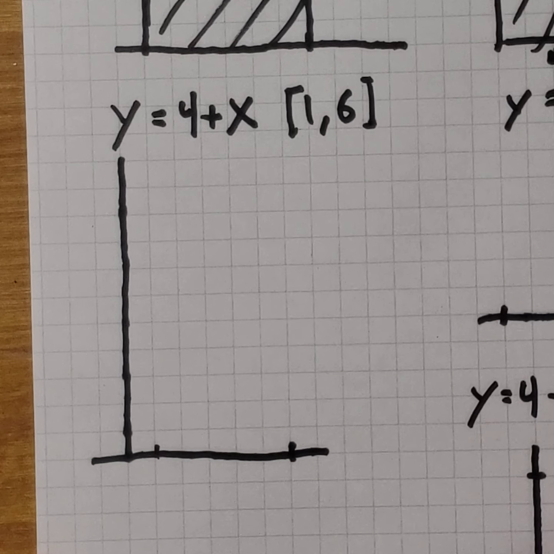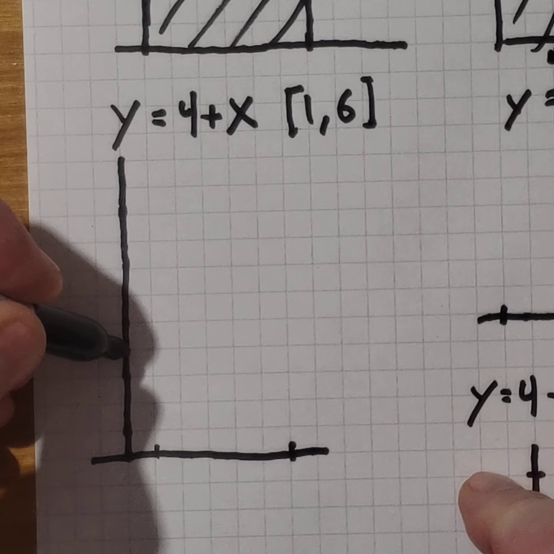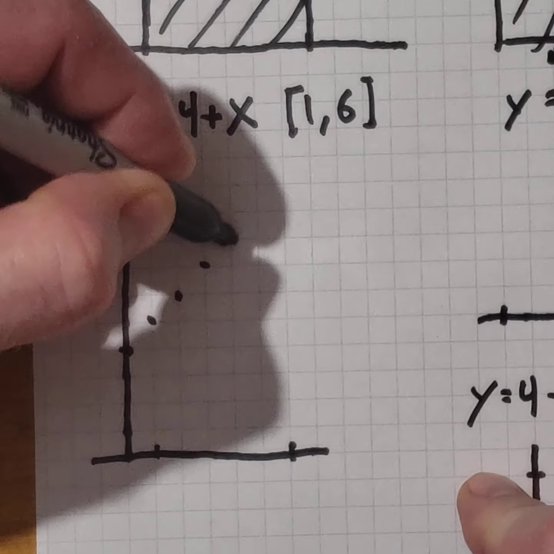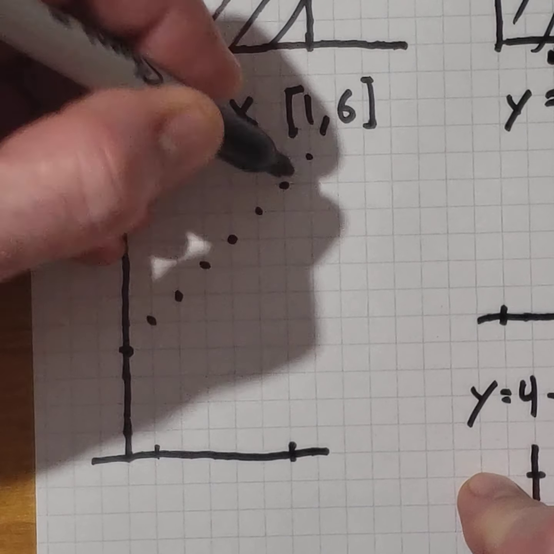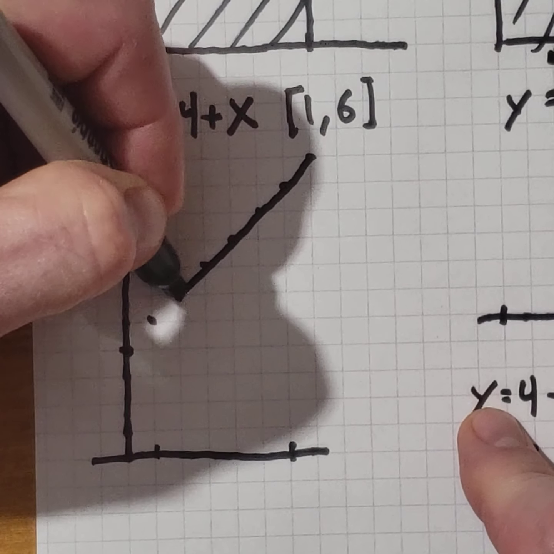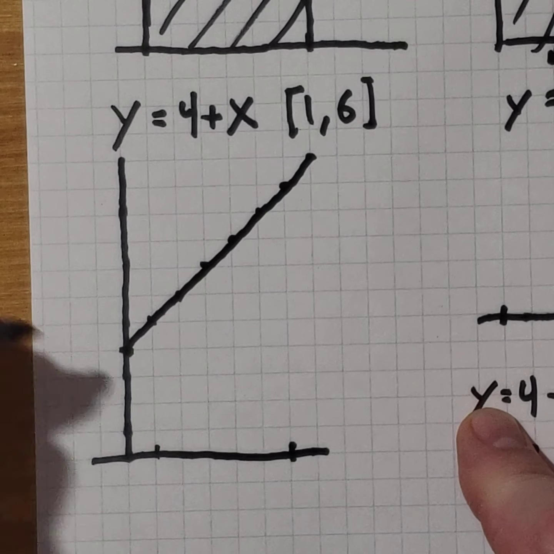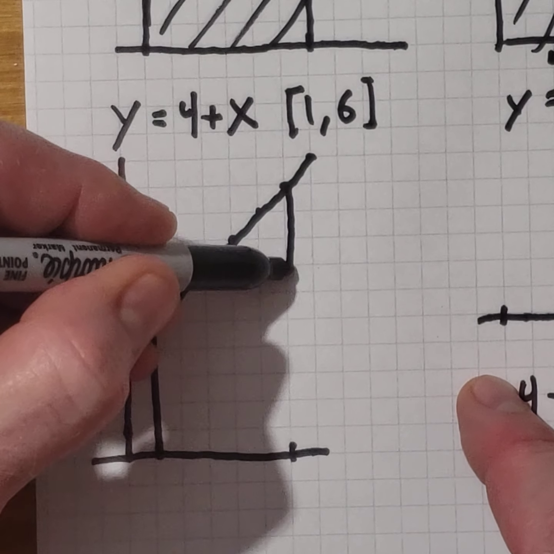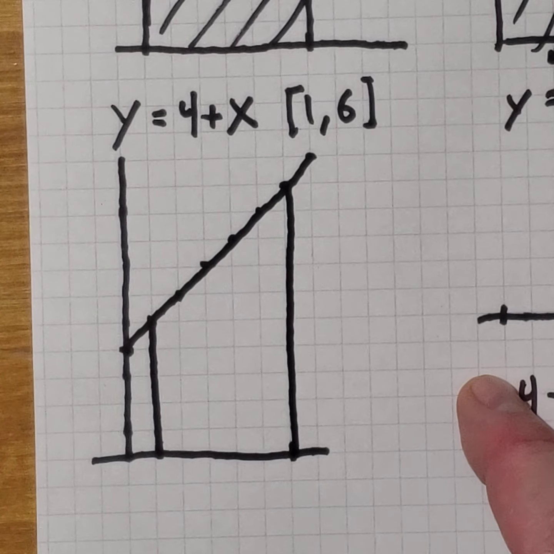Next, 4 plus x from 1 to 6. So look at 4 plus x. That's going to have a y-intercept of 4 and a slope of 1. So it's going to be increasing like such. We're looking from 1 to 6. And that's going to give us a trapezoid.